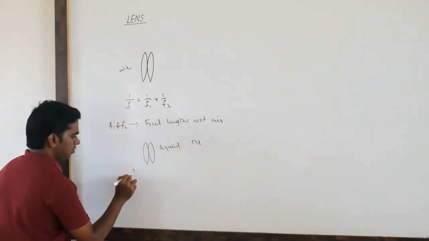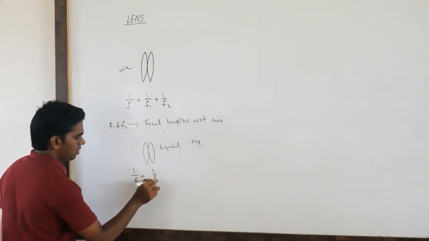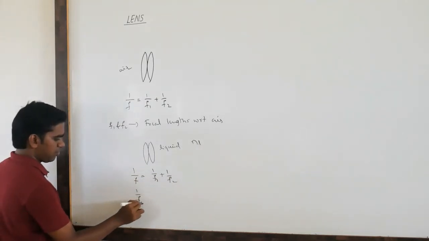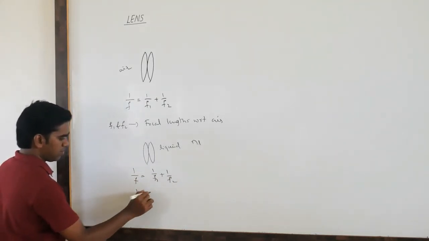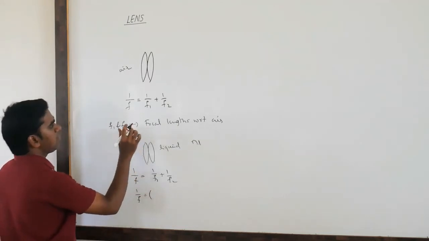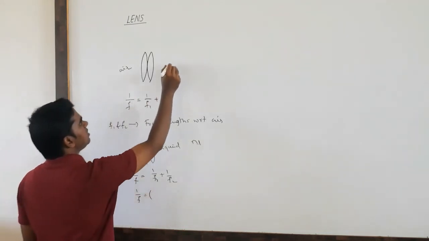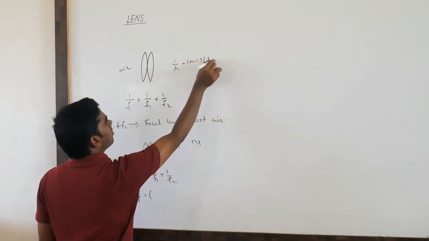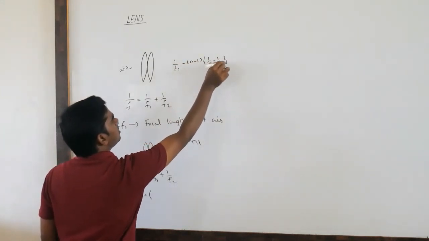Now the formula is not going to change. 1 by f equals 1 by f1 plus 1 by f2 only. But your f1 and f2 you have to find. 1 by f1 equals n minus 1 into 1 by r1 minus 1 by r2. This formula you can apply here.